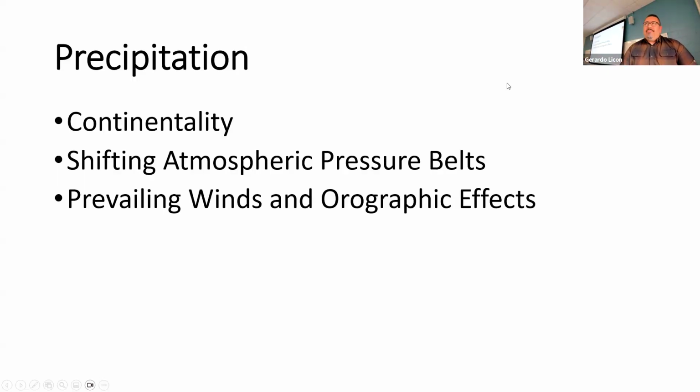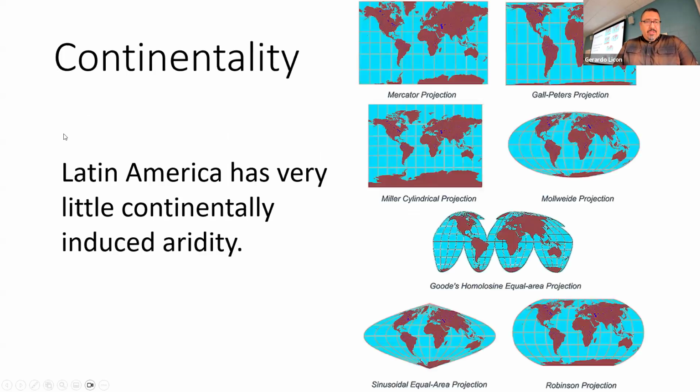All right. The first part was mostly talking about the things that determine temperature. Now we move to the things that determine precipitation: rain, snow, etc. They are continentality, shifting atmospheric pressure belts, the prevailing winds, and the orographic effects. Let's talk about each one of these individually.